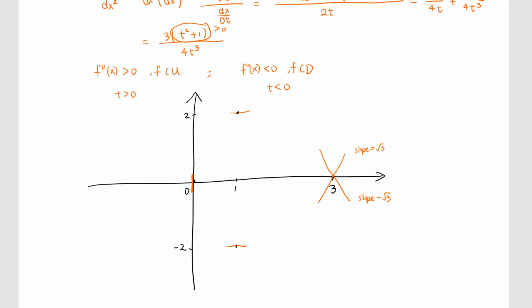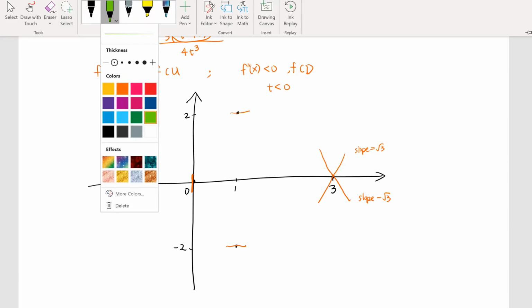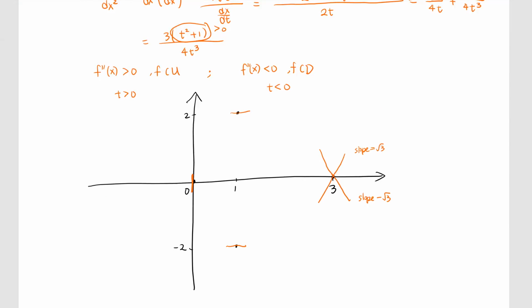So if we connect them smoothly, what do we get? We'll get this guy like this. This is what the picture looks like. Can you imagine? And you can see on top it's concave down. So when t is positive, let's see here.